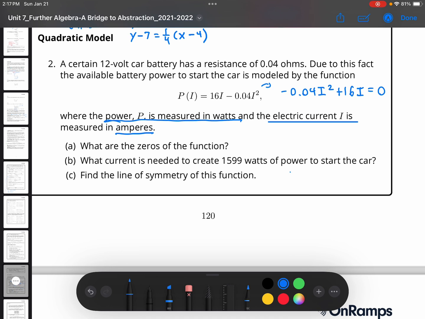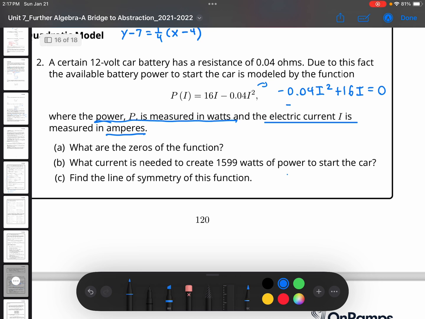Notice that this one right here has a common factor, and this might be hard for you to tell. These two, negative 0.04 and 16i, have a common factor of negative 0.04i. So that's the common factor. Now, how did I know that? I had to use the calculator on that part. When I factor that out, I end up with i minus 400.